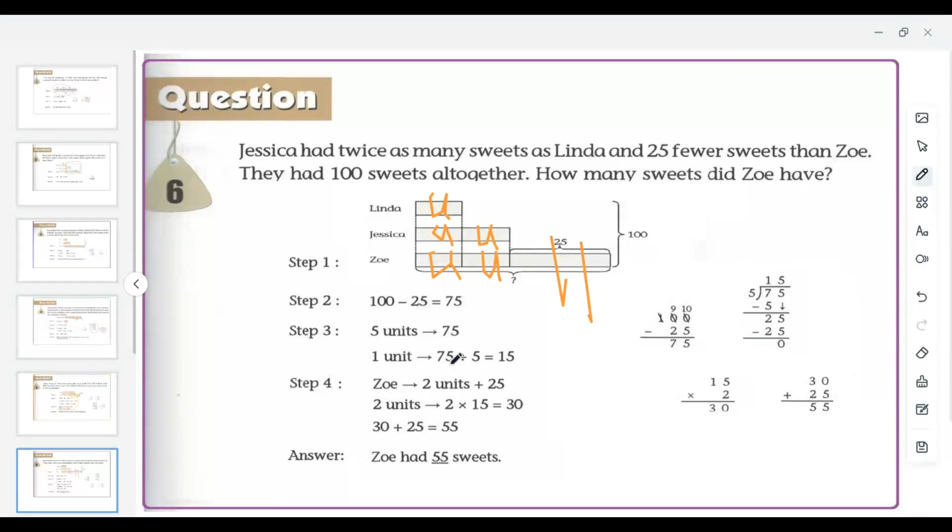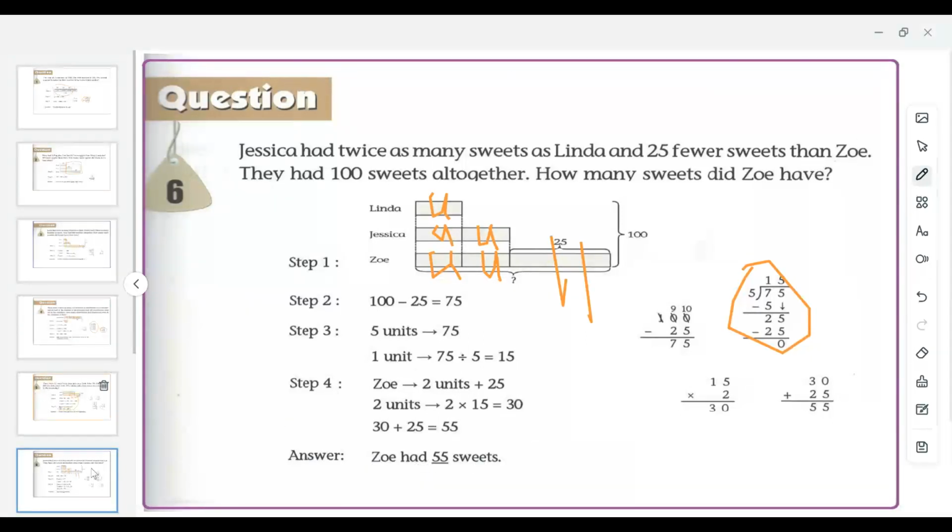So 1 unit is 15. 75 divided by 5, we get 15. So Zoe had twice 15 plus 25. Yeah? Zoe had 2 units and 25. So Zoe have 30 plus 25 equals 55. So the answer is Zoe had 55 sweets.